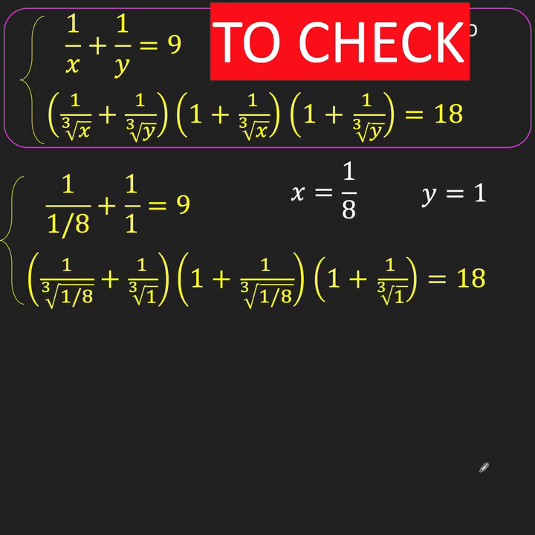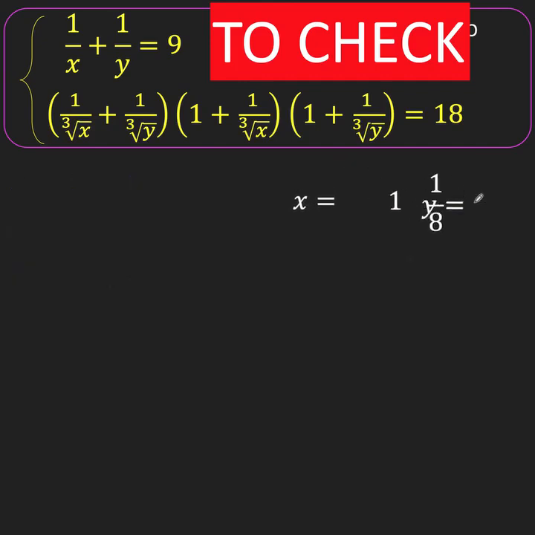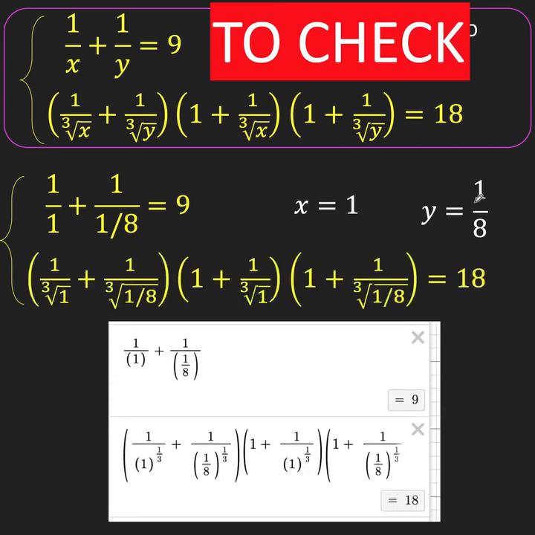And to check whether our answer is correct or not, we now substitute x equals 1 over 8 and y equals 1. And here is the computation from Desmos online graphing calculator. So 1 plus 1 over 8 plus 1 over 1, which is this first equation, is indeed equal to 9. And this part here is indeed equal to 18. Then, if x is 1 and y is 1 over 8, we do the same checking using the same graphing calculator. We also arrive at a correct equation for equation 1 and another correct equation for equation 2. And so we are confident that our answer is correct.